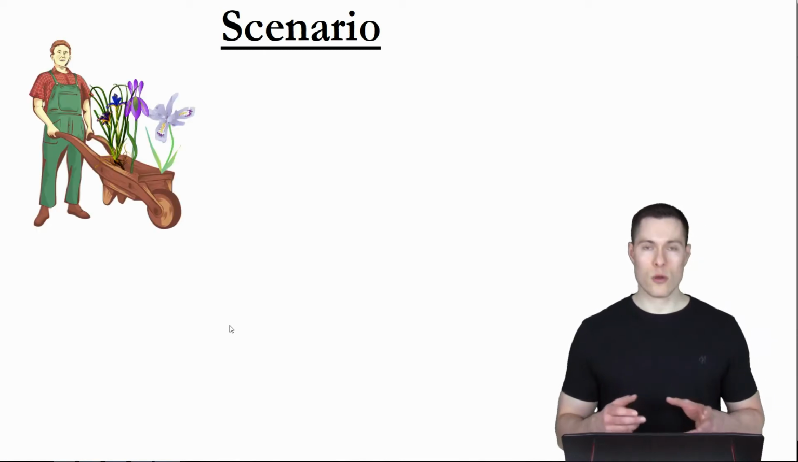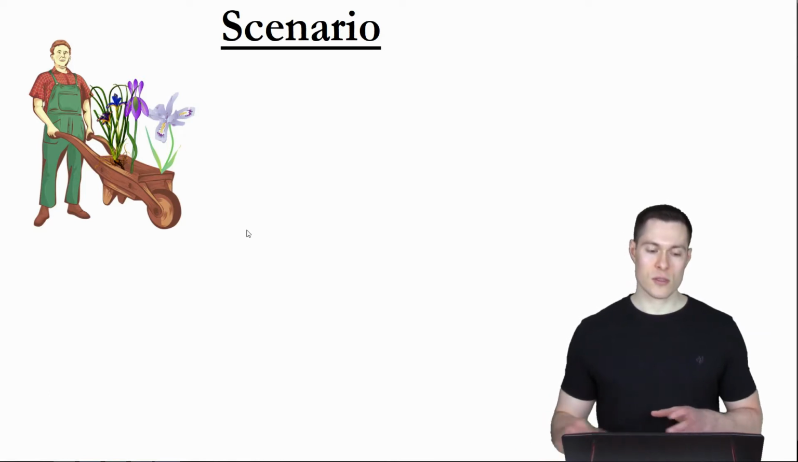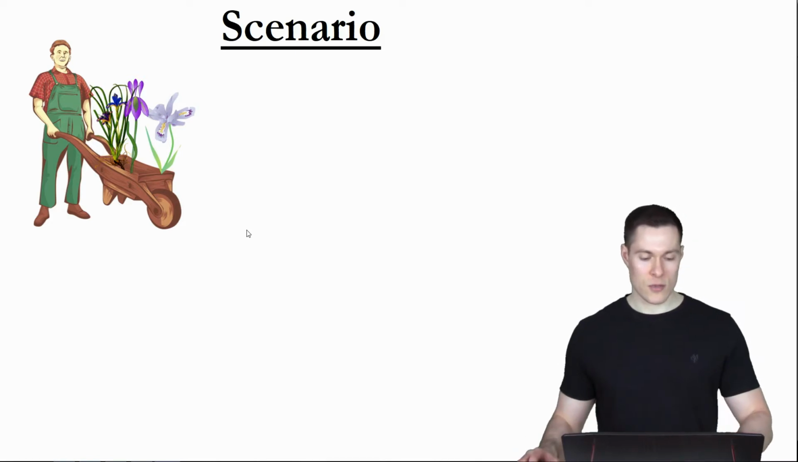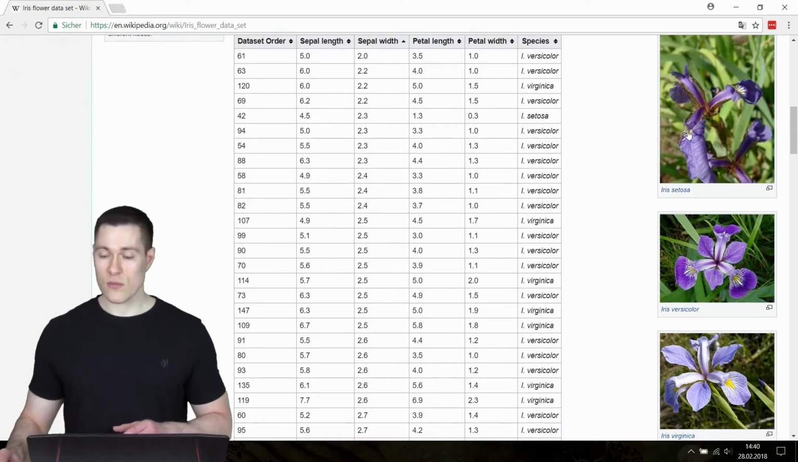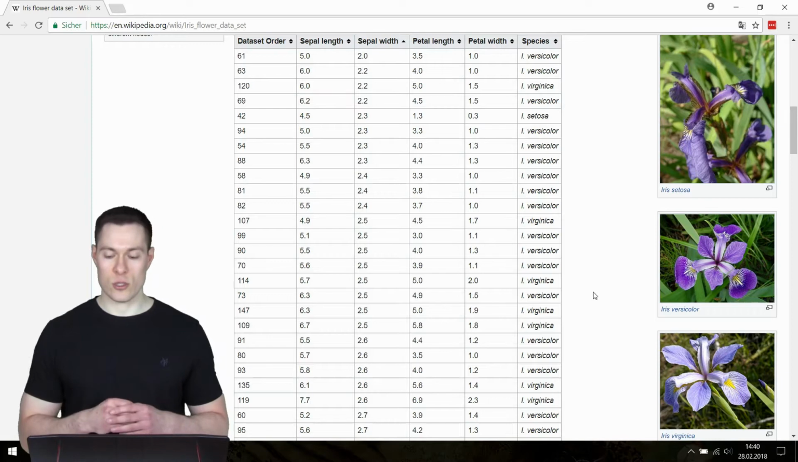Imagine you're a flower grower and you're specialized in iris flowers. You grow these three different types of flowers, and even though they are different types, they look extremely similar to each other, which means that you have to be a real expert to be able to distinguish them. And if we take a quick look back at the Wikipedia article, we can see that the flowers contained in this dataset indeed look very similar to each other, at least those two, Iris versicolor and Iris virginica. So I think it's not too much of a stretch to say that you have to be a real expert to be able to distinguish them.